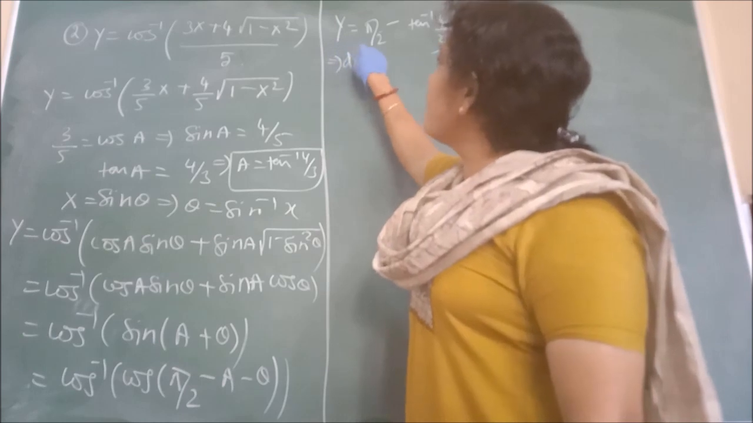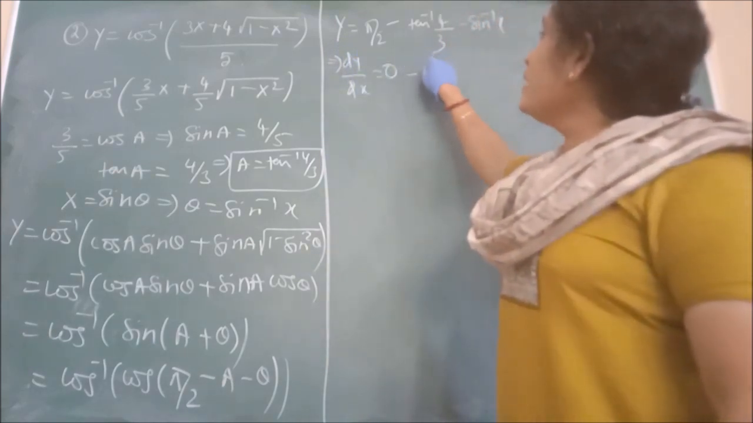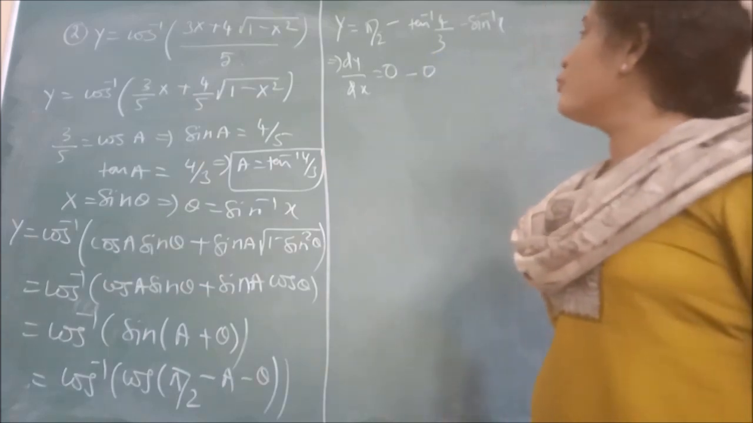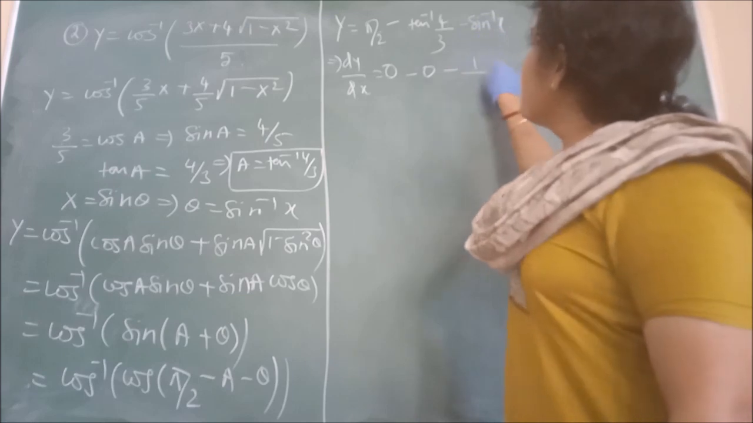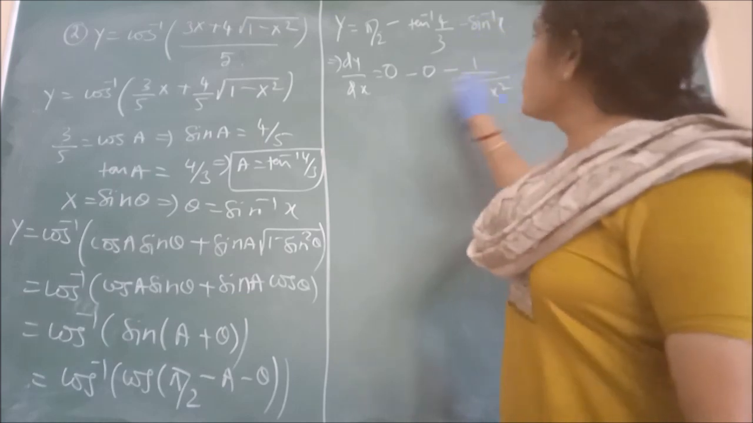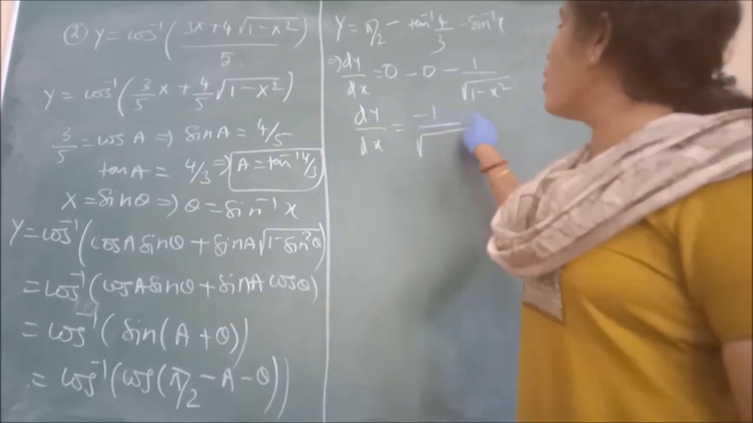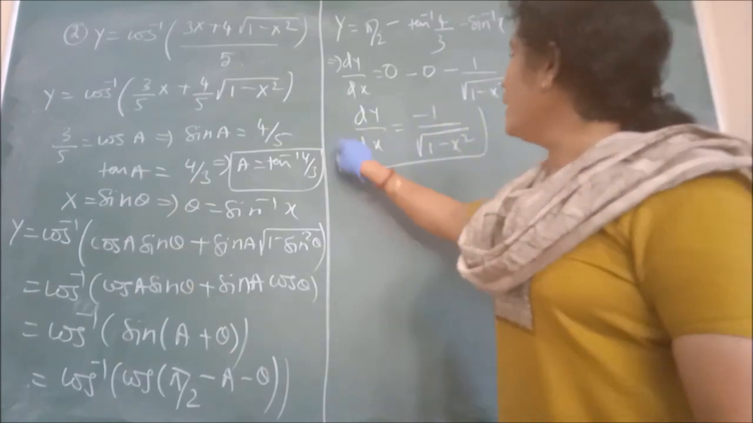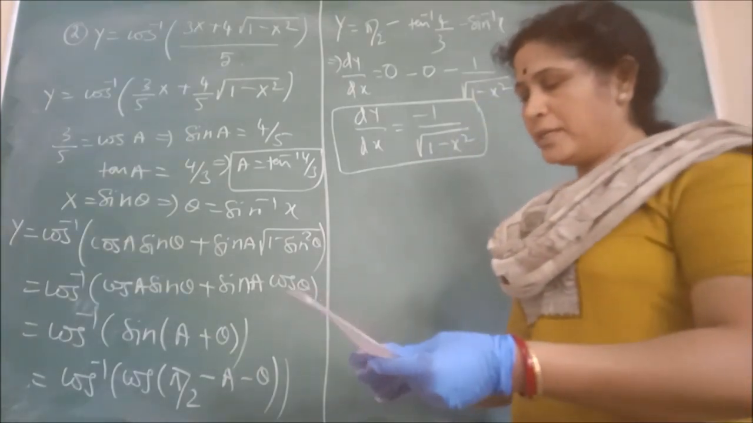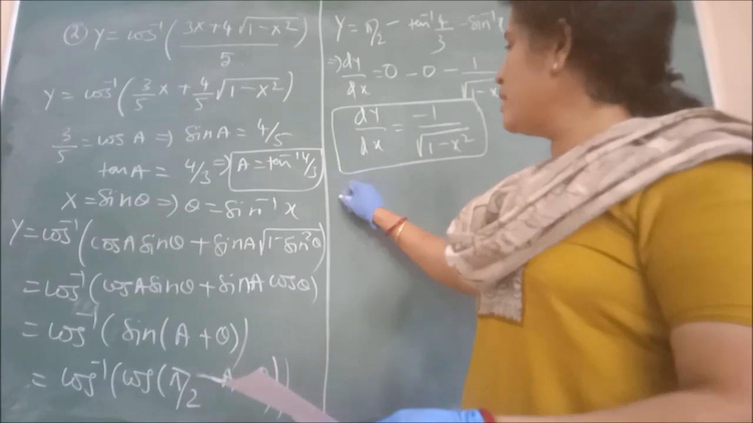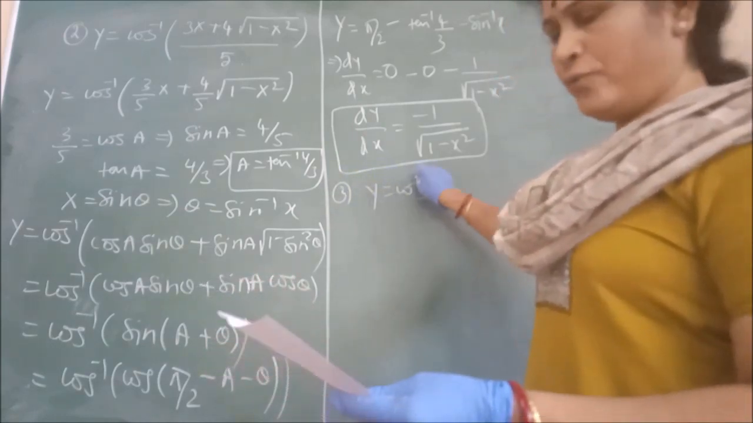This implies dy by dx is equal to pi by 2, differentiation is 0. Minus tan inverse 4 by 3, this is also totally constant, 0. Minus sin inverse x, differentiation is 1 upon under root of 1 minus x square. So sometimes they will ask to prove that dy by dx equal to 1 upon under root of 1 minus x square. Are you clear on this one, Peter? Are you clear? Yes, no? Yes, ma'am. Yes.